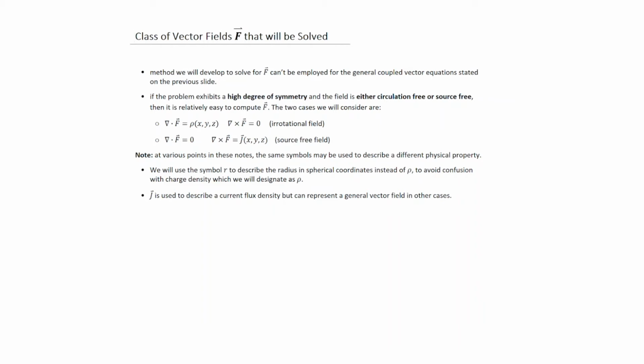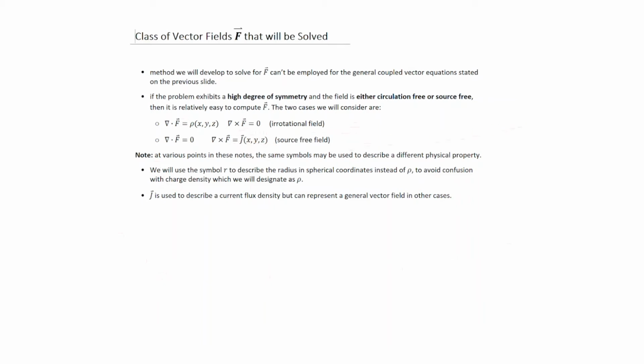So the two cases we will consider are this irrotational field, where the divergence of F is non-zero, but the curl of the field is zero. So this is one example case that we'll look at. The second case is where the divergence of the field is zero, but the curl of F exists and is some vector flux density. This is a source-free field.